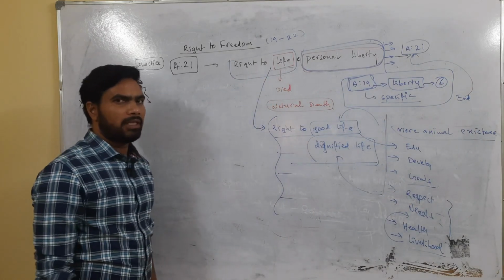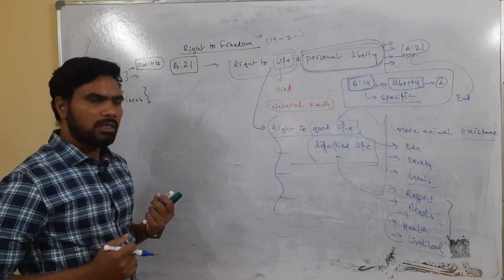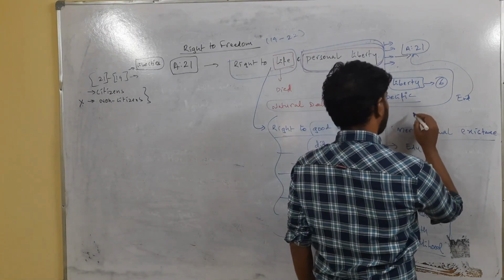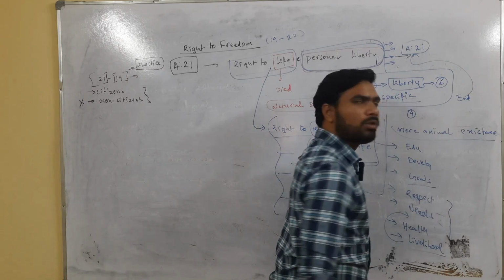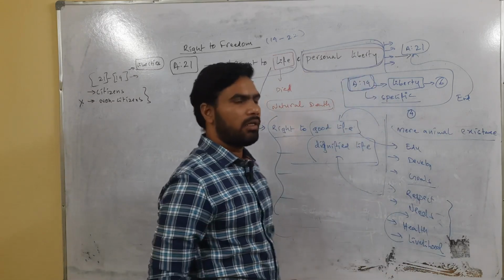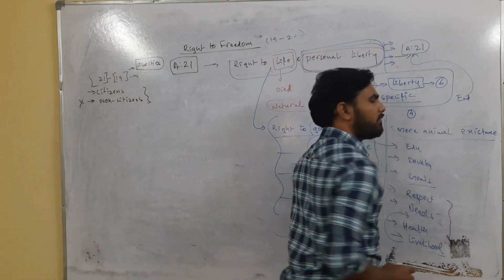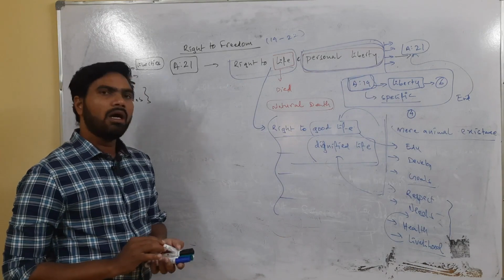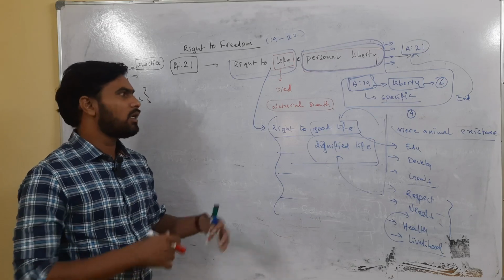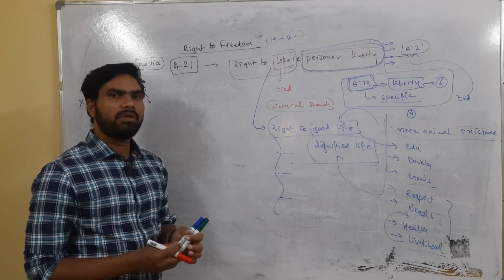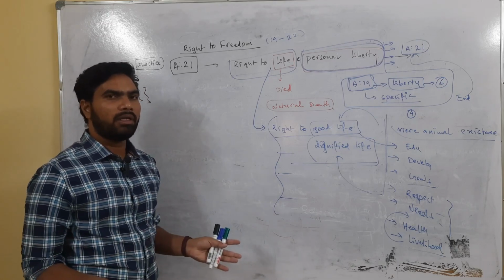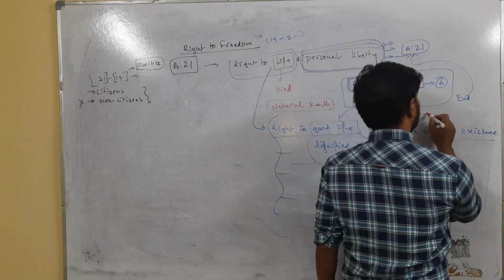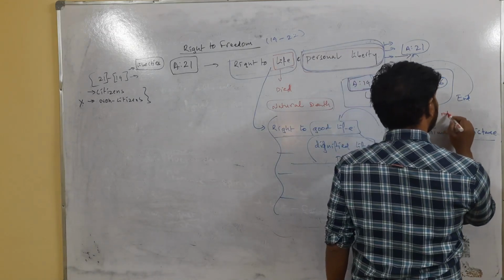Right, a small example I want to give you. Article 19 gives six freedoms. The fourth freedom is the right to movement across the territory of India, meaning within the territory of India you can move anywhere. Of course, there are reasonable restrictions. Except for those reasonable restrictions, a citizen of India generally has the right to move to any part of India. That is the liberty guaranteed. Then what if a person wants to move out of the country?